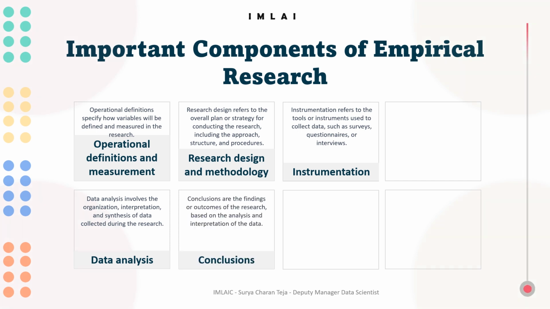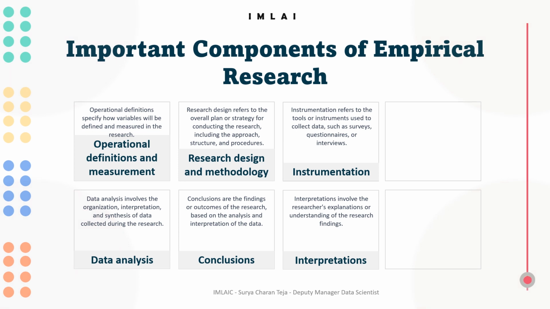Then conclusions. Conclusions are the findings or outcomes of the research based on the analysis and interpretation of the data. Interpretations involve the researcher's explanations or understandings of the research findings. Then finally, recommendations. Sorry, we have sampling. The most important one, I put it at sampling. Sampling refers to the process of selecting a subset of the population to be included in the study. We will be looking into sampling in detail in our further slides. Not to worry about that much.